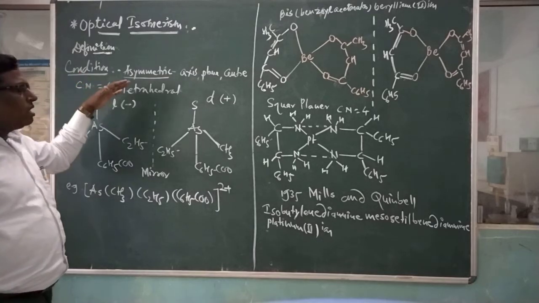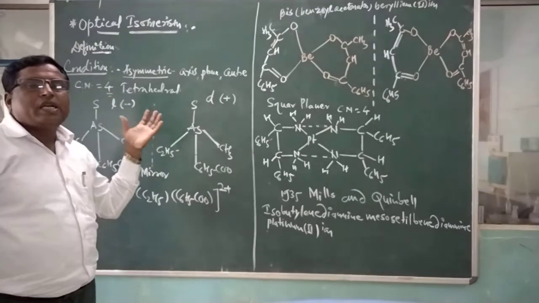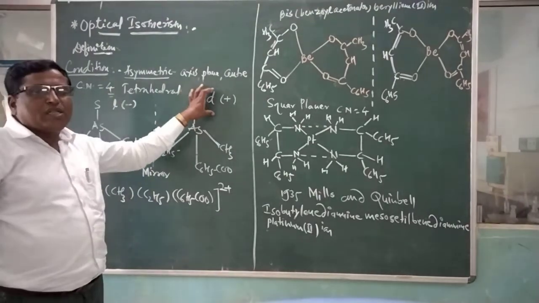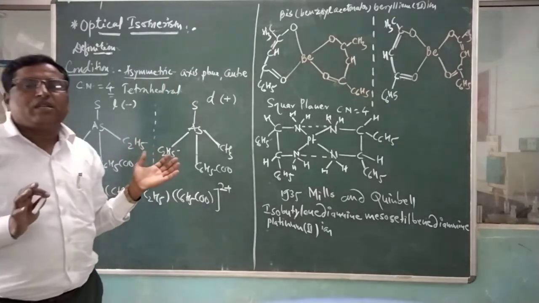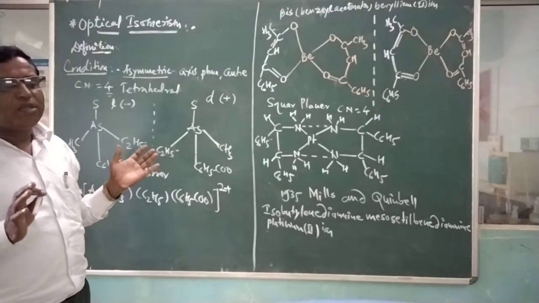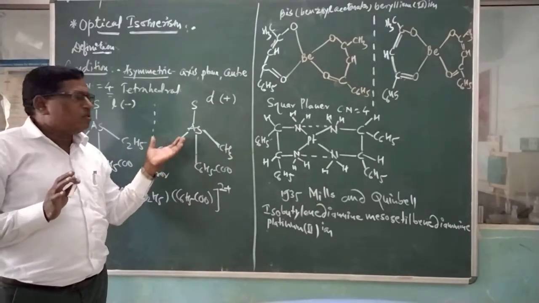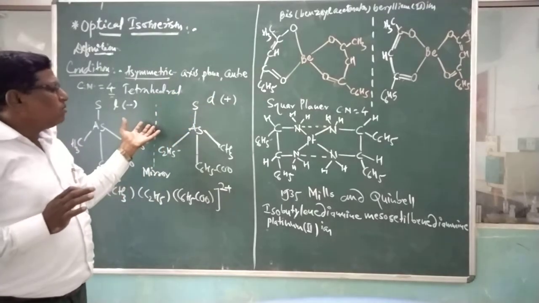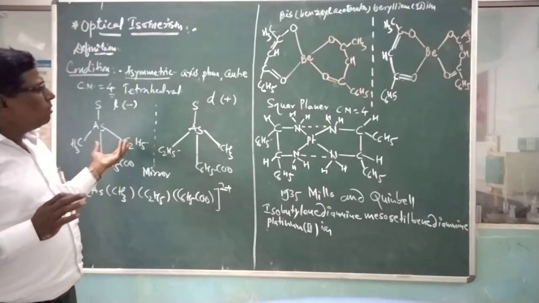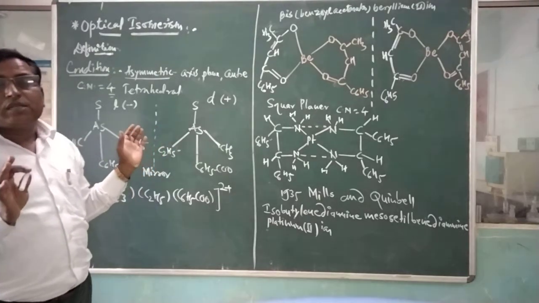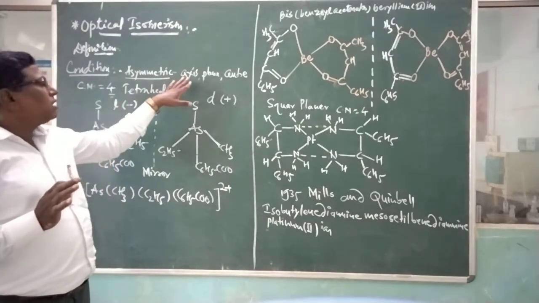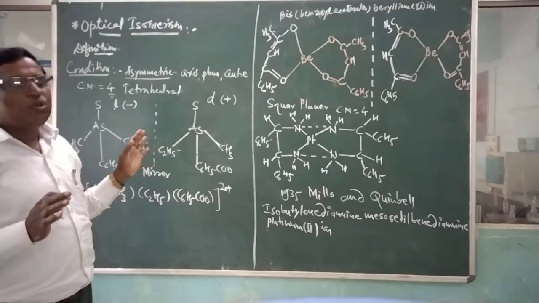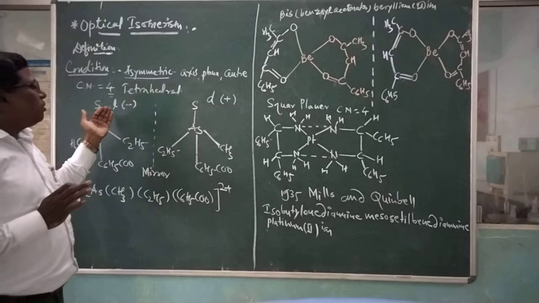Optical isomers are always optically active compounds. When we have a mixture of 50% L form and 50% D form, this mixture is called a racemic mixture, and it is optically inactive because the positive and negative forms cancel. But the optical isomers themselves are always active forms because they don't possess a plane of symmetry, axis of symmetry, or center of symmetry.